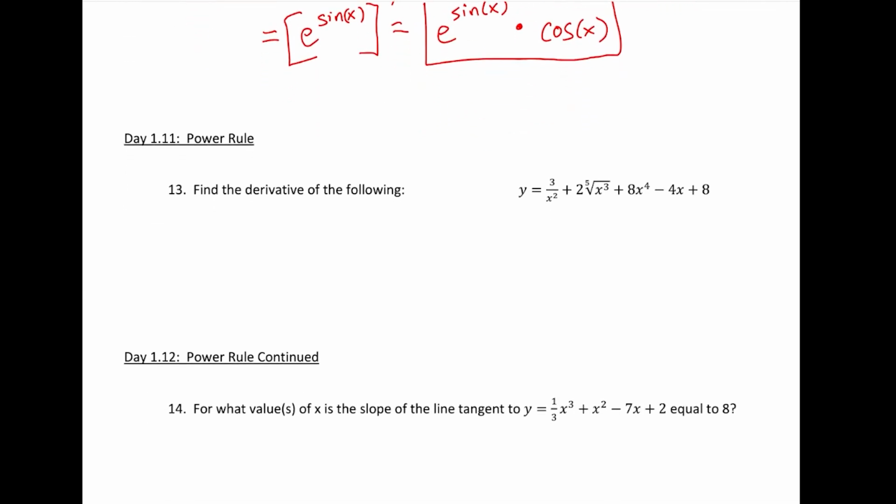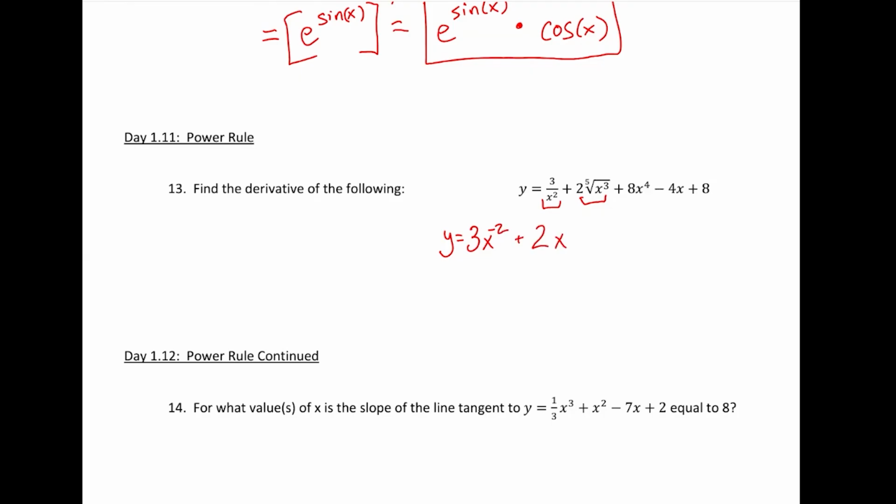For number 13, we're just finding the derivative. And so we're just going to differentiate each term separately here. And this one's not too bad. You just have to remember how to deal with these monomial denominator terms and also ones that have roots here. I'm going to rewrite both of those as powers of x. So that first term I'm going to rewrite as 3x to the negative second. The second term I'll rewrite as 2 times x to the 3/5. And I won't modify the rest here.